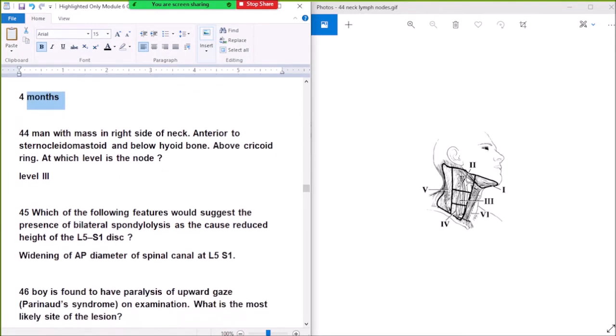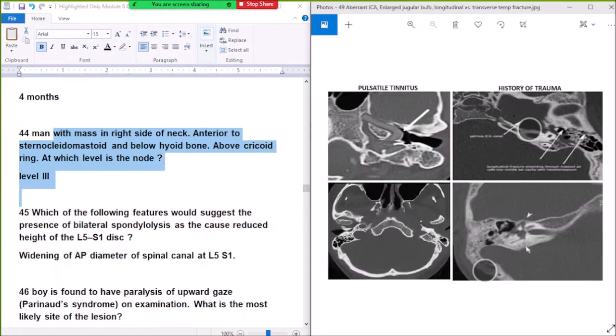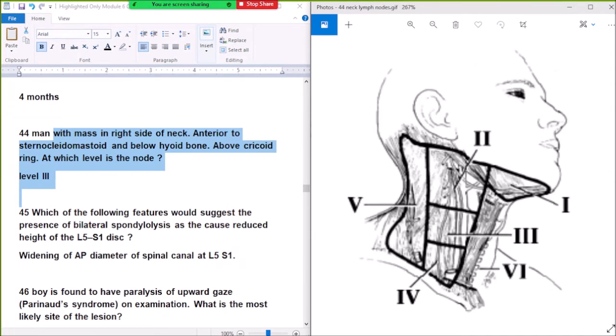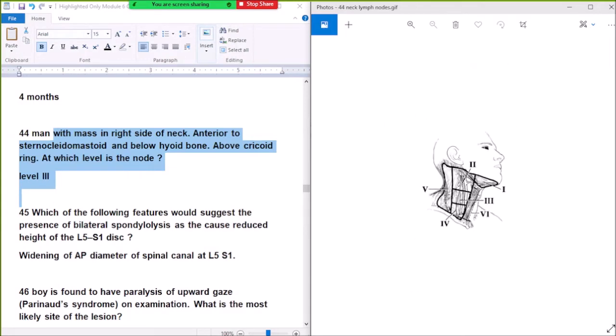Question number 44. Man with a mass in the right side of the neck, anterior to the sternocleidomastoid, below the hyoid bone, above the cricoid ring. Which level is the node? Level 3. Below the hyoid bone and above the cricoid ring is seen at level 3.